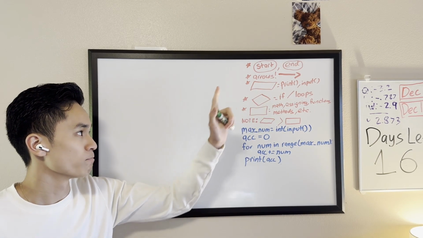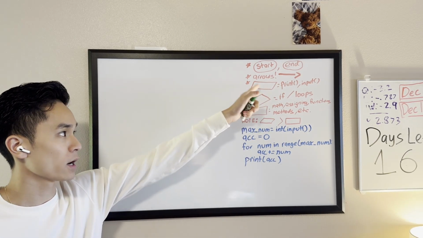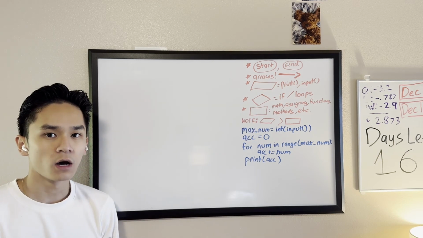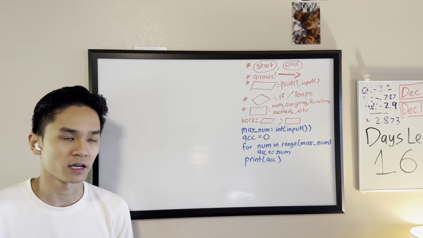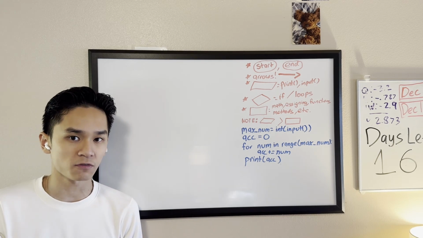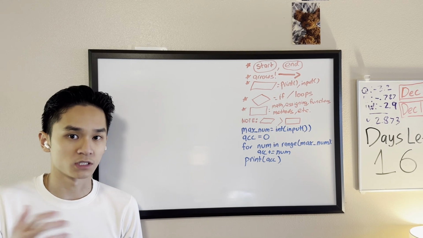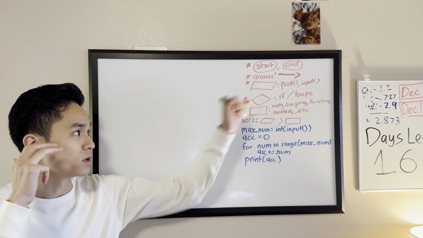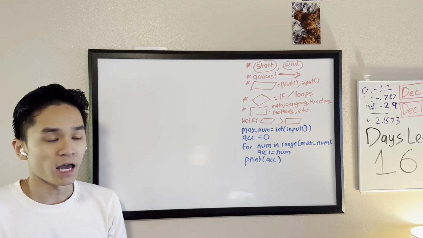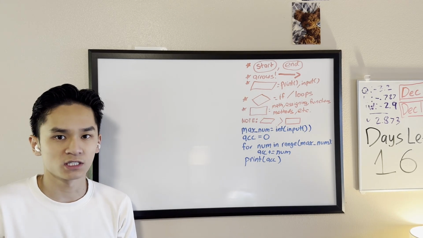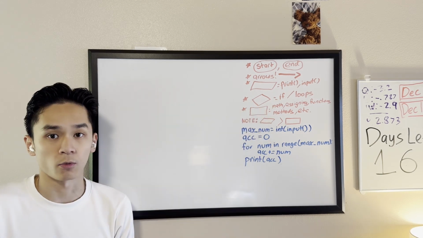Next, we're going to discuss the difference between a parallelogram and a rectangle. The main difference is whenever you're doing something that's user related, like an input statement, which is getting something from the user, or a print statement, which is outputting something to the user, we need to use a parallelogram to indicate that we are actually interacting with them. Anything else, like assignment functions, math, anything else, would just be a normal rectangle.